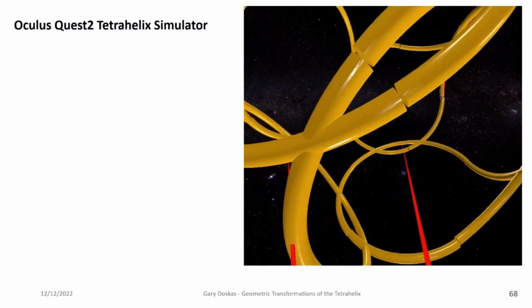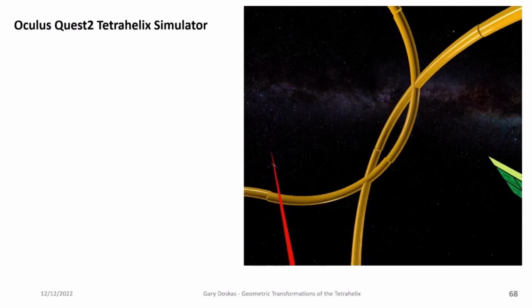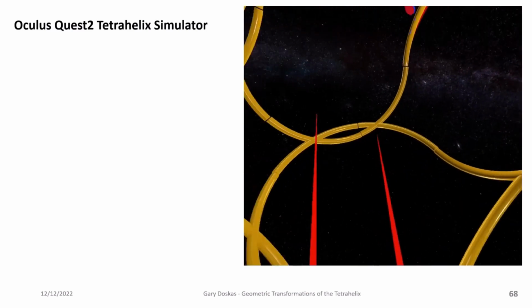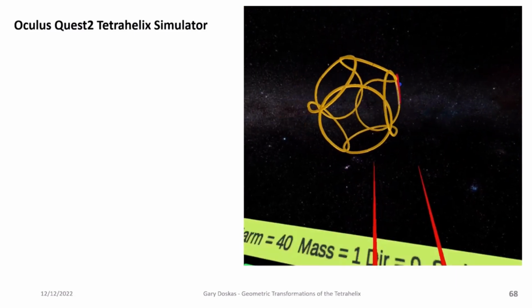Now I can go back. I'm just going to break the loop and let it return to the original build angle, and go inside and inspect it from inside the structure.